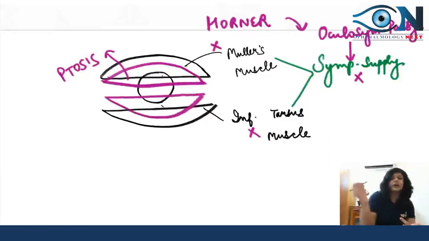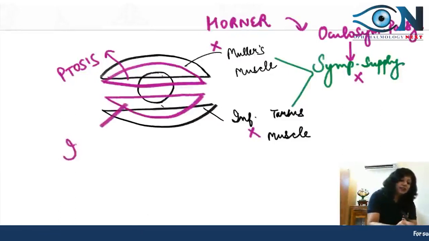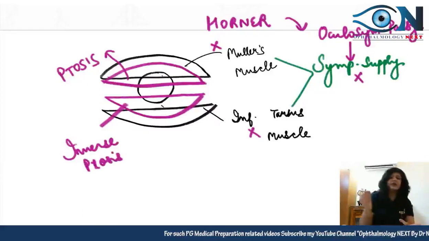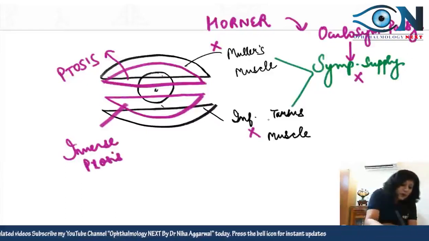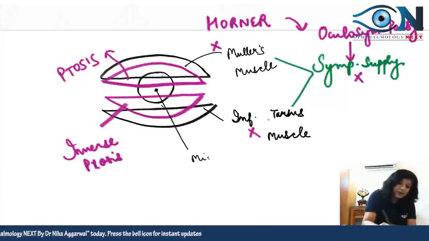move upward. This will come here. So this is called inverse ptosis. Now what happens in the pupil? Pupil becomes very small and miotic. We get a miotic pupil.